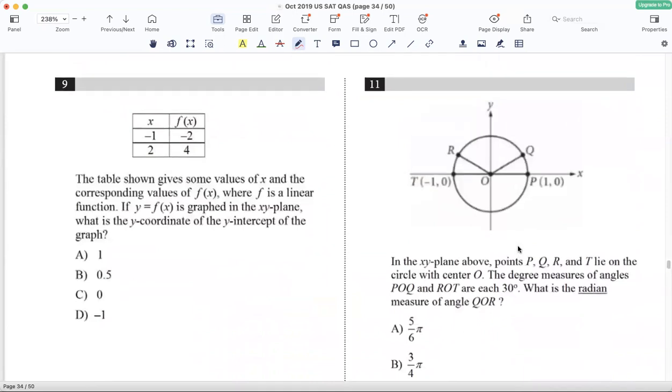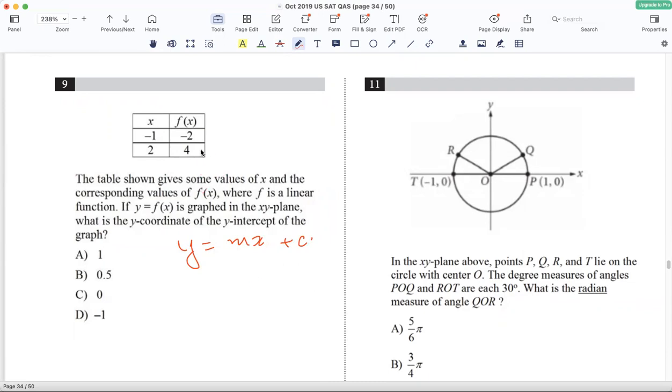The table shown gives some values of x and the corresponding values of f(x), where f is a linear function. If y equals f(x) is graphed in the xy-plane, what is the y-coordinate of the y-intercept of the graph? So a linear function can be represented as y equals mx plus c.